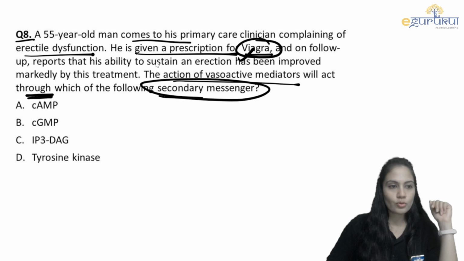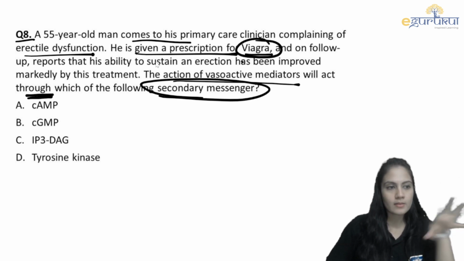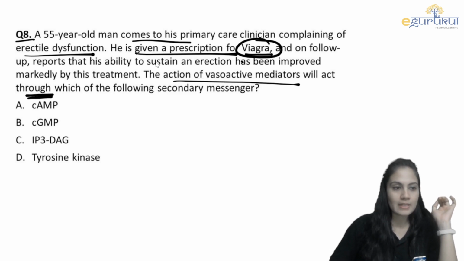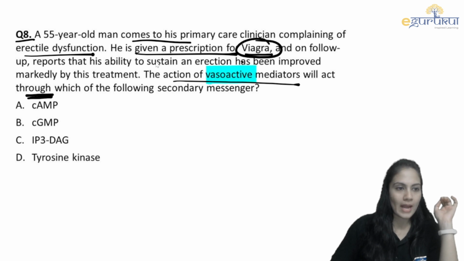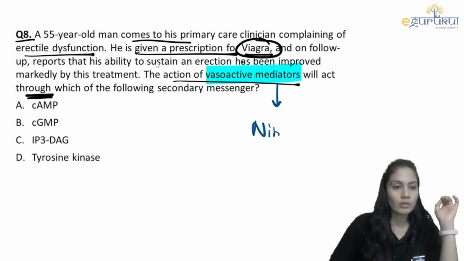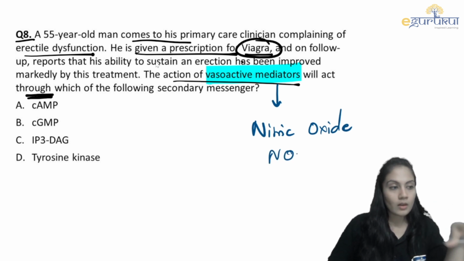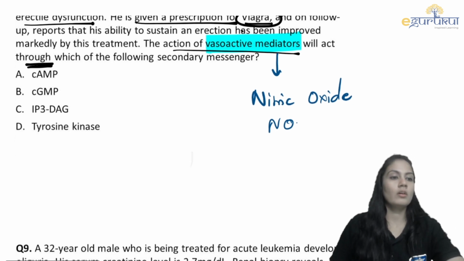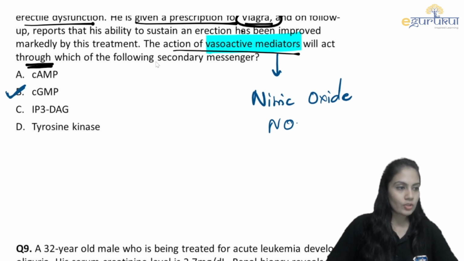So first of all, we should know what Viagra is and how it is acting. Viagra is causing vasodilation, and this vasodilation is happening with the help of the vasoactive mediator. Now you'll ask me which vasoactive mediator they're talking about. They're talking about nitric oxide, NO. This NO will act through cyclic GMP.